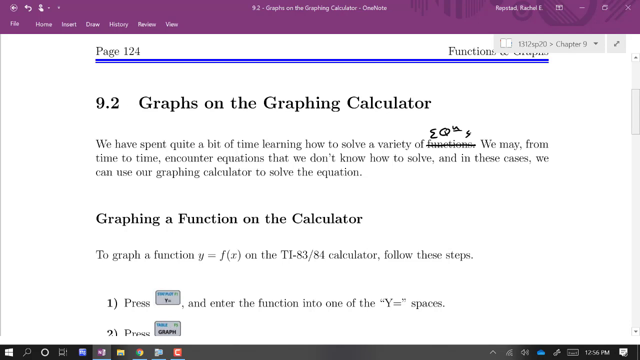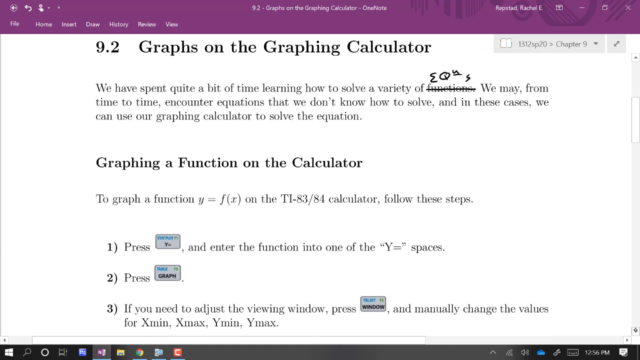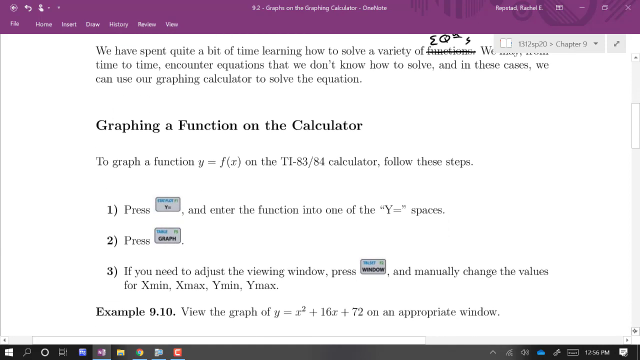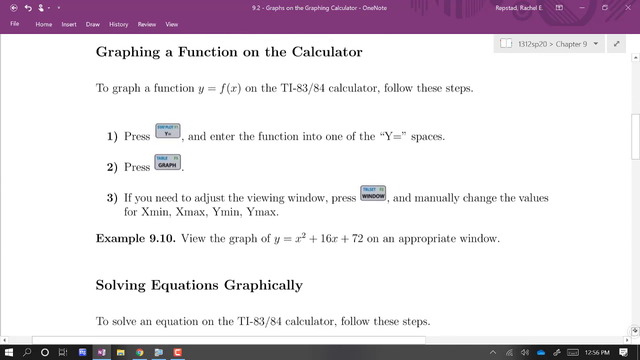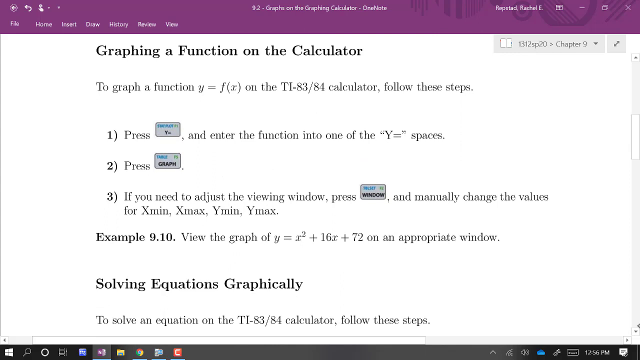So we're going to look at how we can first graph a function on the graphing calculator and then use the graphing calculator to help us solve equations. You've probably graphed functions on the TI-83 or 84 before, so this is probably just a reminder, maybe a bit of review.